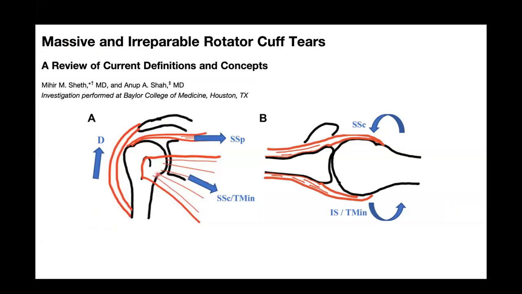Once this is lost in a massive cuff tear, this vertical force couple, the humeral head starts migrating upwards and results in anterior superior humeral escape. And this is the horizontal couple, wherein in the horizontal plane, the subscapularis takes part in internal rotation, and the infraspinatus and teres minor take part in external rotation. So there is a balance in the vertical as well as the horizontal plane.